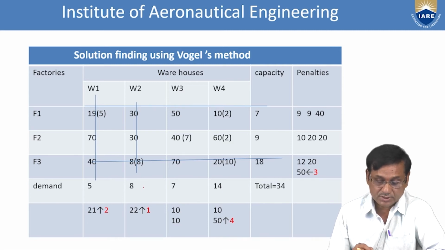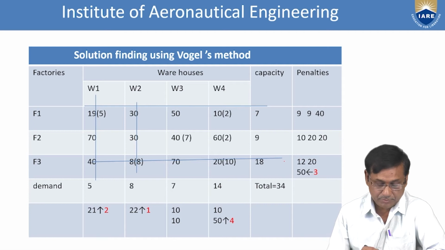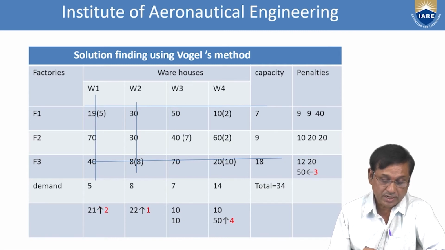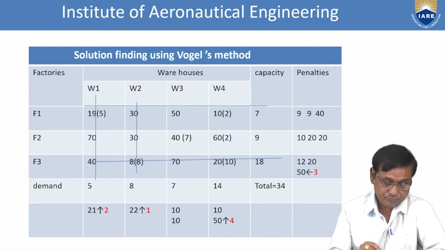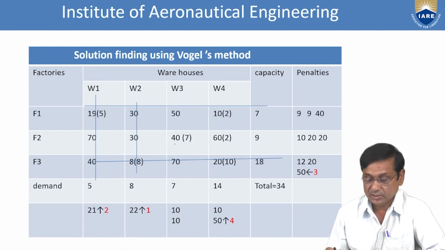Next, when the column is cancelled, again find the penalties on the row side. Now the row side penalties are 9, 20 and 20. In the previous case the column penalty is 21, so the highest penalty is 21. Now select the column corresponding to this highest penalty. The lowest element is 19 and you can assign 5 units. So this column is satisfied. Again cross out this first column and again find the penalties on the row side.